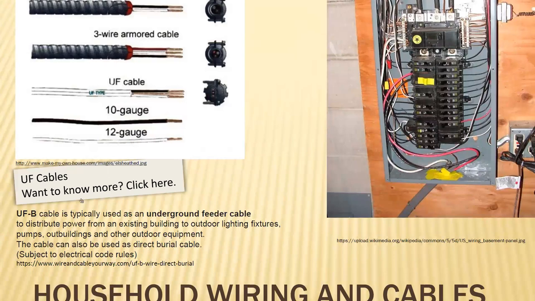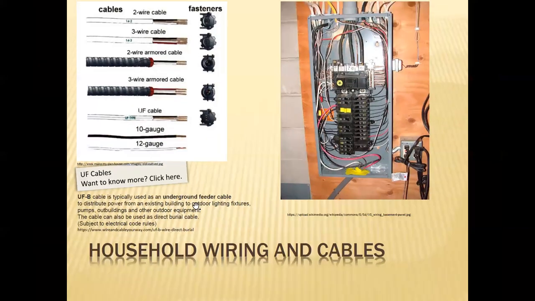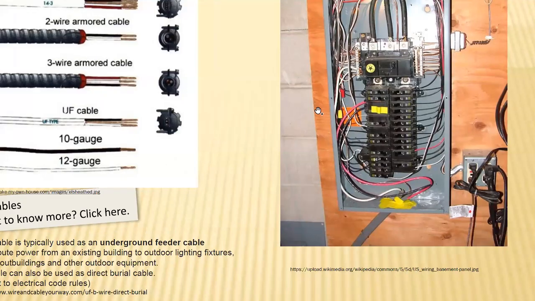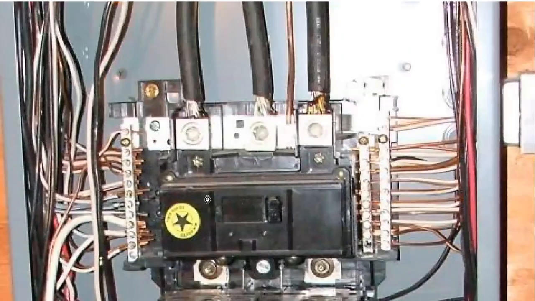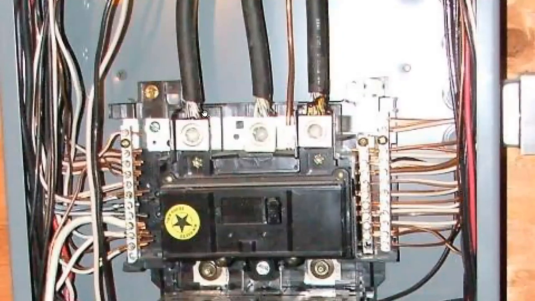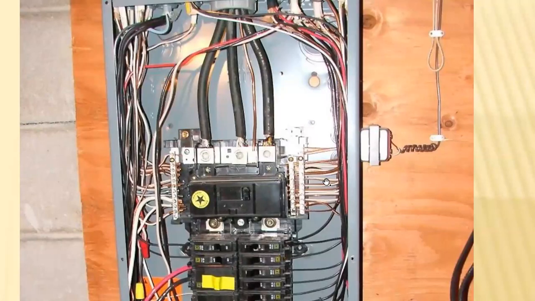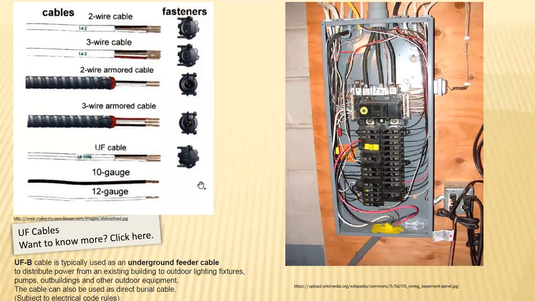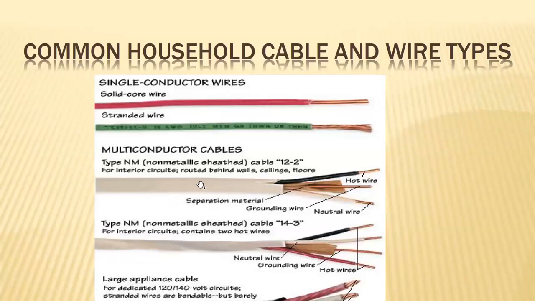Now I can click on some links here if you want. Can we see this thing here clearer or not? I can see, look, these are the thick cables. And those are stranded. And these here are solid core. There we go. Common household wire and cable wire types. Solid core wire, stranded wire. We talked about that already. Multi-conductor cables. Now here.